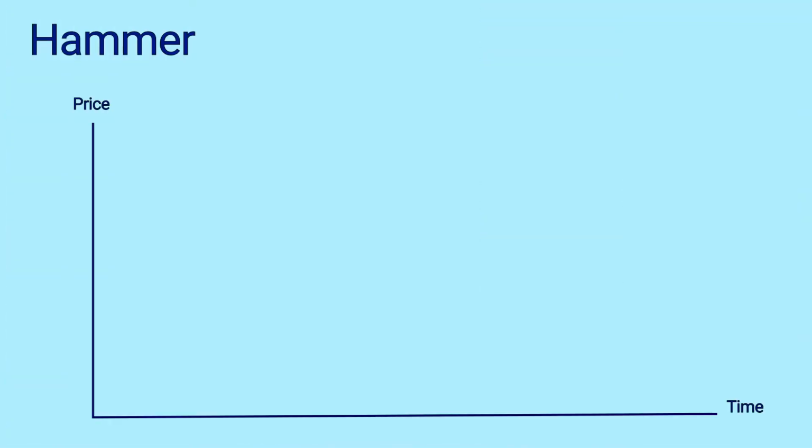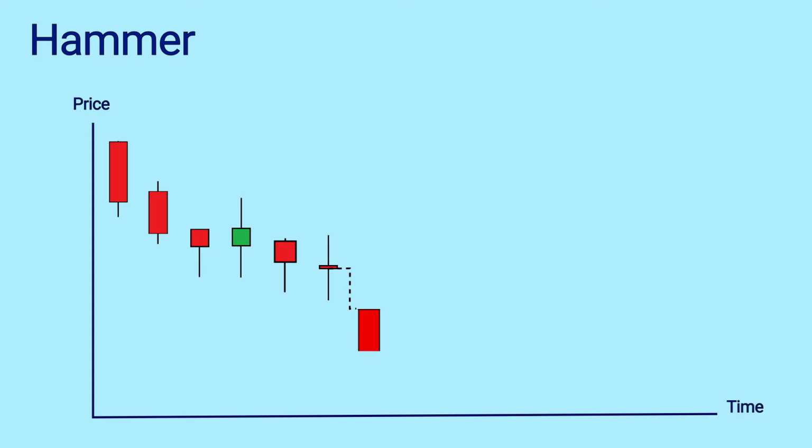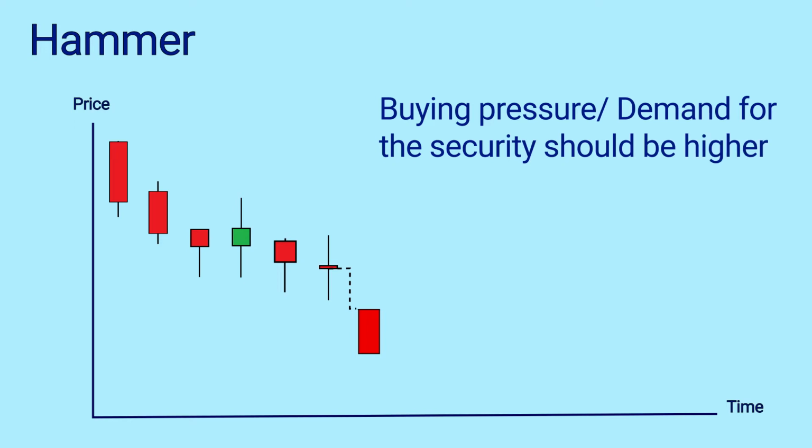Now when we talk about the hammer, what is a hammer? For a hammer to be there, first there has to be a downtrend. Price should be moving down, down, down. Now on a particular day there should be a gap down opening, and then as the downtrend continues, the price should be going down. But during the day, once the price reaches the low point, the buying pressure or the demand for the stock or the security should be higher. Once the demand is higher, the price then moves higher.